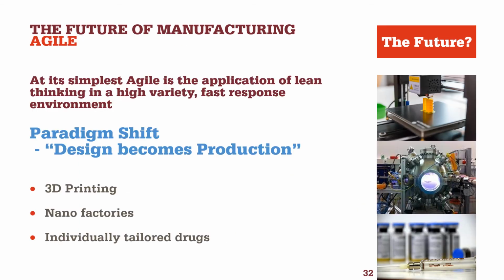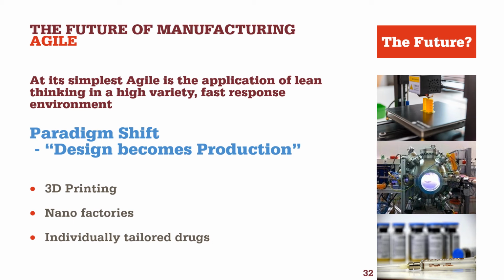If we take that idea to its extreme, we can imagine a future where every product becomes unique, produced to an individual customer specification, which requires an approach to thinking based on agile methodology. And at its simplest, agile could be considered as the application of lean in a high variety, fast response environment where people need things to happen quickly and in a unique way. And that requires a significant mental mindset shift away from the idea of how we design, develop product, test it and then put it into production. Because if we're only making one, then design becomes production.